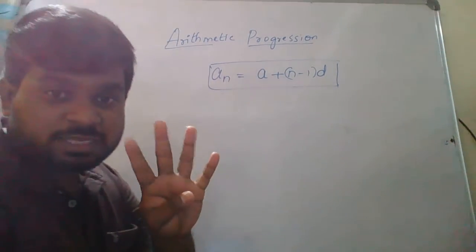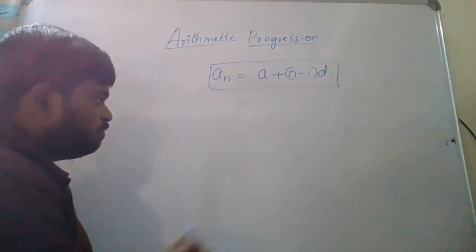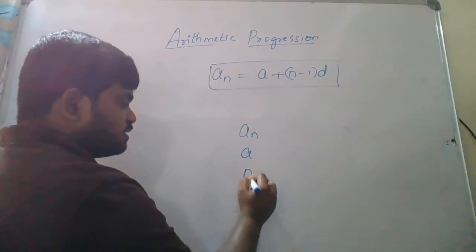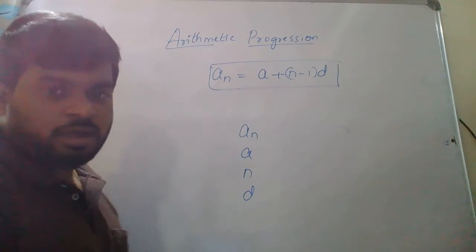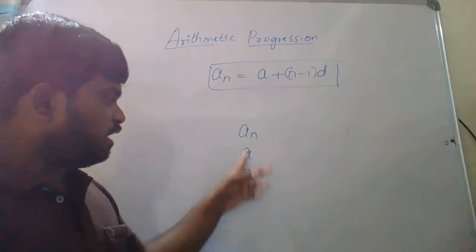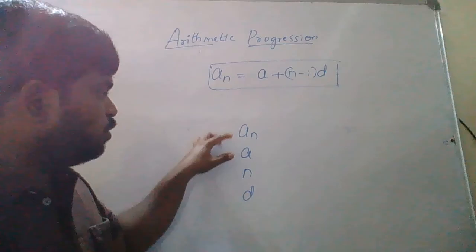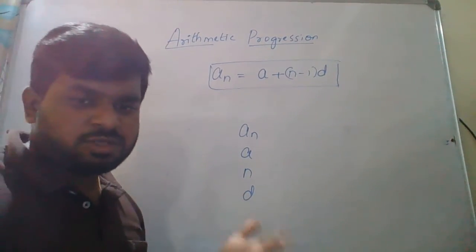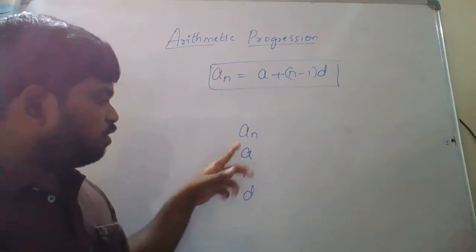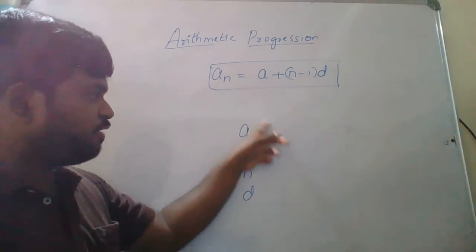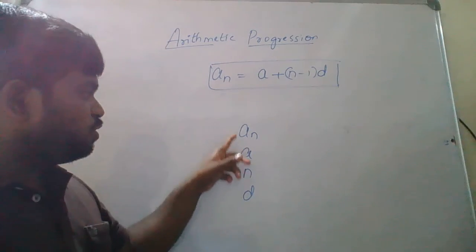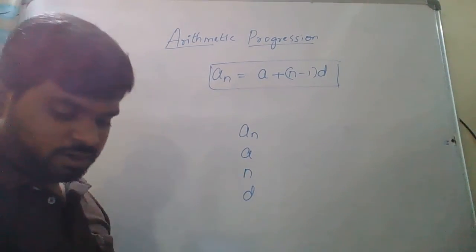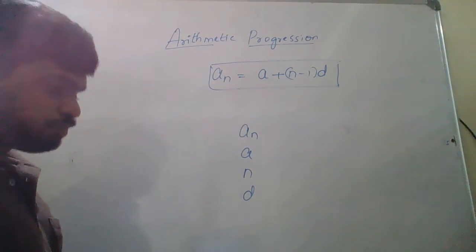Okay, there are 4 things here. One is nth term, another one is a, another one is n, and another one is d. Okay. So if you know any 3 of these, you can find the 4th one. For example, you know this value, you know this, you can find the value of d. Usually this is how the problem comes. Or let's say you know the value of a, n and d, you can easily find your nth term. Suppose you know a and d, you can easily find the value of n. We'll be solving it.